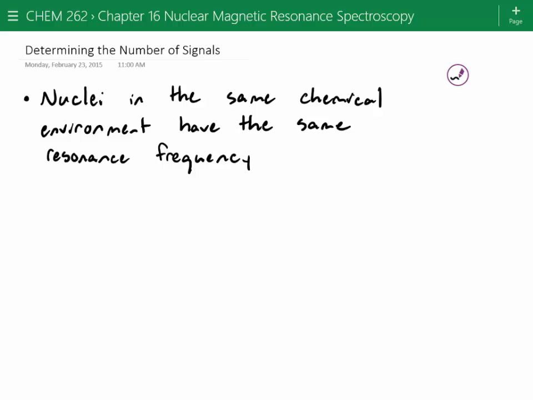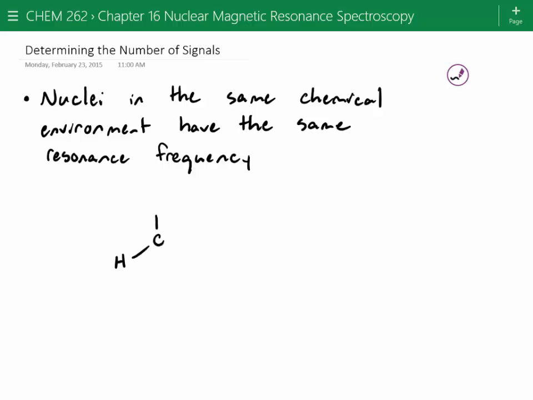And if you remember, resonance frequency was how often do we have to knock that nuclei off axis to get it really off kilter. And that's the resonance frequency. If you're in the exact same chemical environment, it takes that exact same frequency to knock another atom off axis to that same degree, or another nucleus. So let's take a look at an example molecule here.